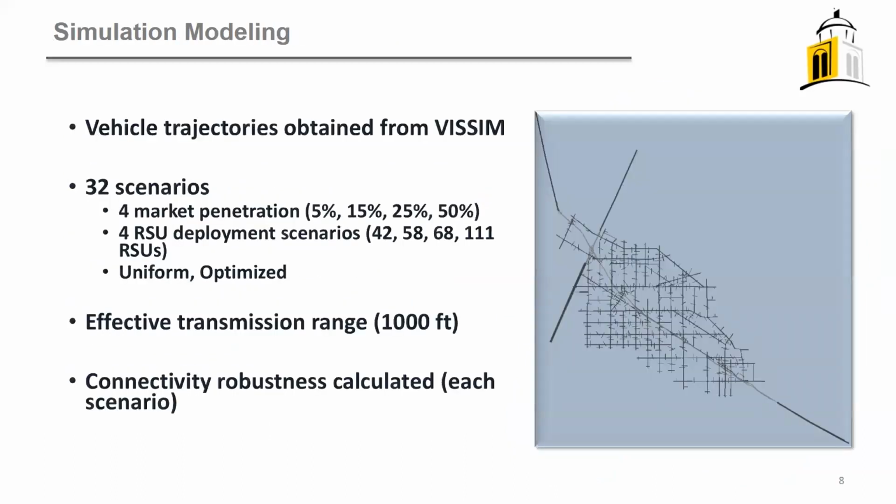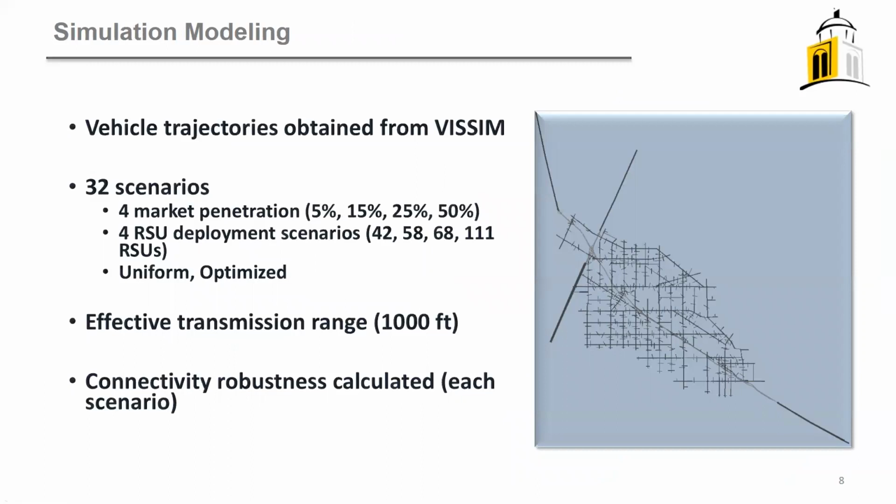So to test our approach, we extracted vehicle trajectory data from a VSIM simulation model for a around 200 square mile road network that is located in Washington County in Oregon, Portland. For these trajectories, we applied 32 scenarios with 4 different market penetrations, 5%, 15, 25, and 50, and 4 roadside unit deployment scenarios, 42, 58, 68, and 100.